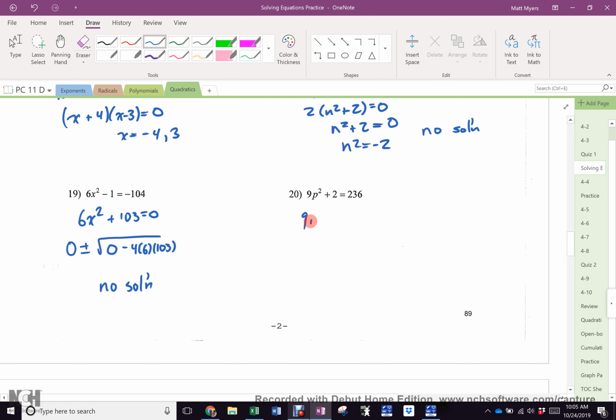That one is 9p squared minus 234. Now, you could check. That is 9p squared minus 26 equals 0. So p squared minus 26 equals 0. P squared equals 26. P equals plus or minus root 26.